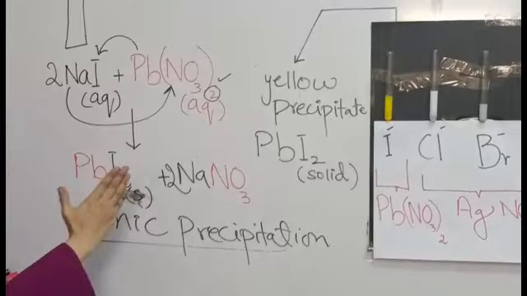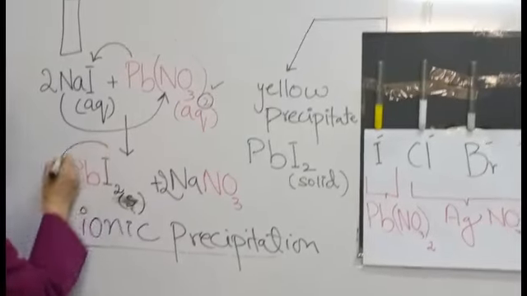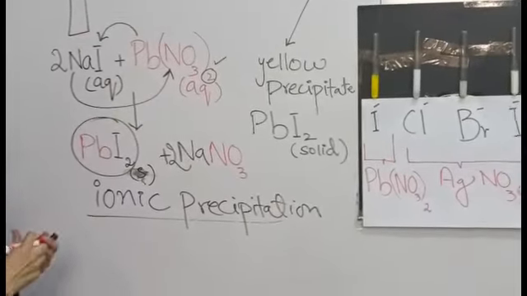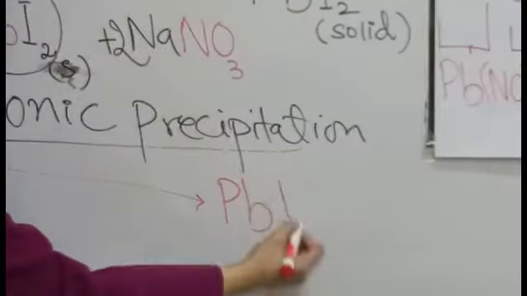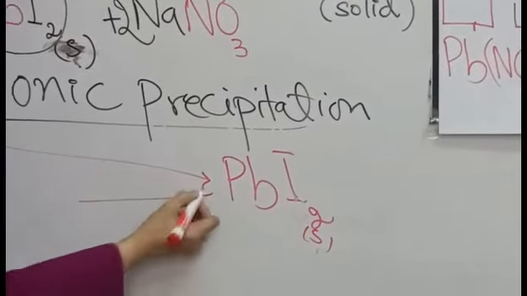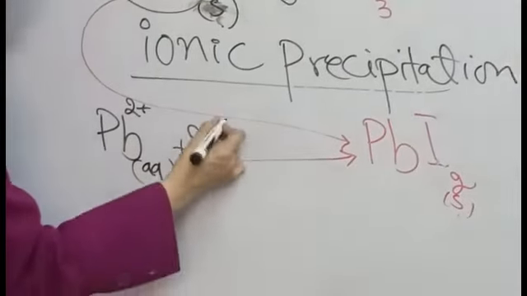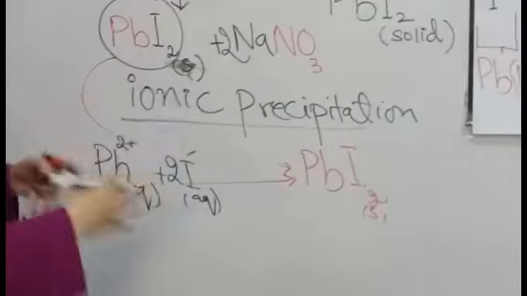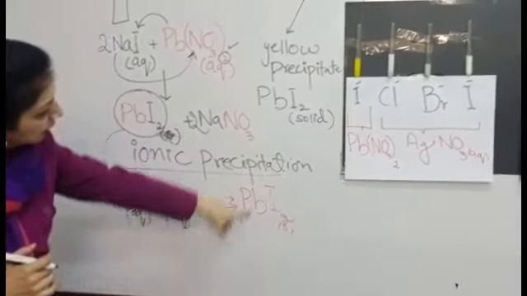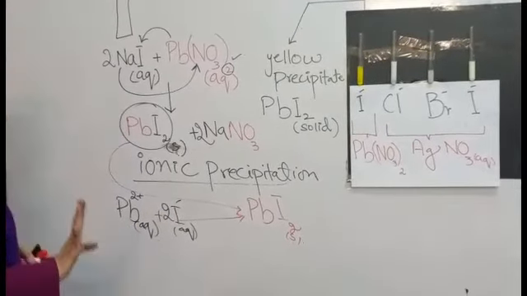So how can we write the ionic equation for this? We can write the ionic equation for lead iodide. It's very simple, just write PbI2 here and write its ions: Pb2+ aqueous and 2I- aqueous. For all ionic precipitation equations, we don't need to write spectator ions and the whole equation. We just pick up the solid and then write the ions, because all the rest of the ions are aqueous and can be ignored.